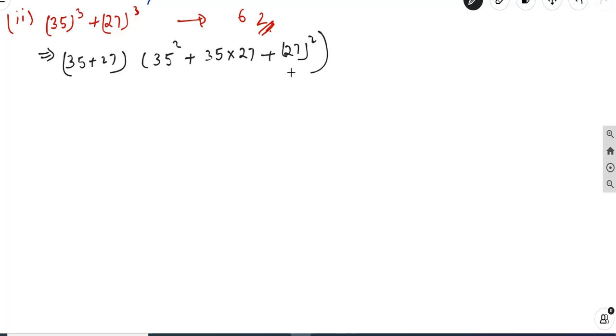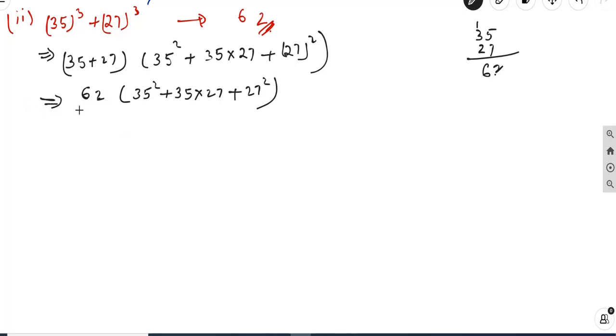Now if you want, you can square this and find the term, or you can leave it like that only. If I add 35 and 27, how much do I get? 2, 1 carry, 6, so 62. So this becomes 62, and this I can write like that only, or you can multiply and write 35 square minus 35 into 27 plus 27 square. Now this term has the factor of 62, which means it is divisible by 62.